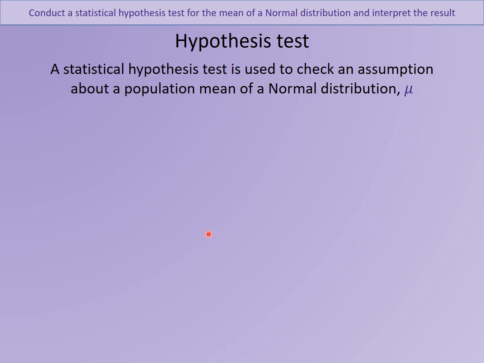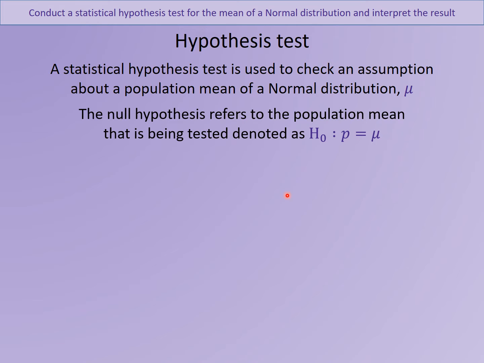So a statistical hypothesis test is used to check an assumption about the population mean of a normal distribution. So like you just saw, we're checking the population mean of the battery life on that phone. The null hypothesis refers to the population mean that's being tested. So your H0 is mu equals the stated mean. Okay, so we're setting our null hypothesis to what is stated. So in the previous example, it was the 1080 minutes that was our average that we're checking.